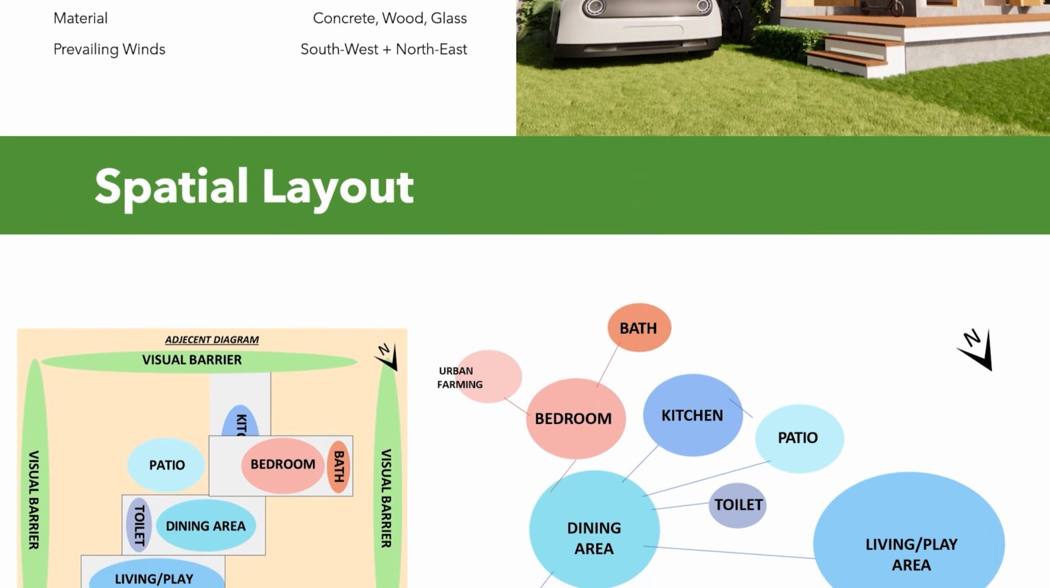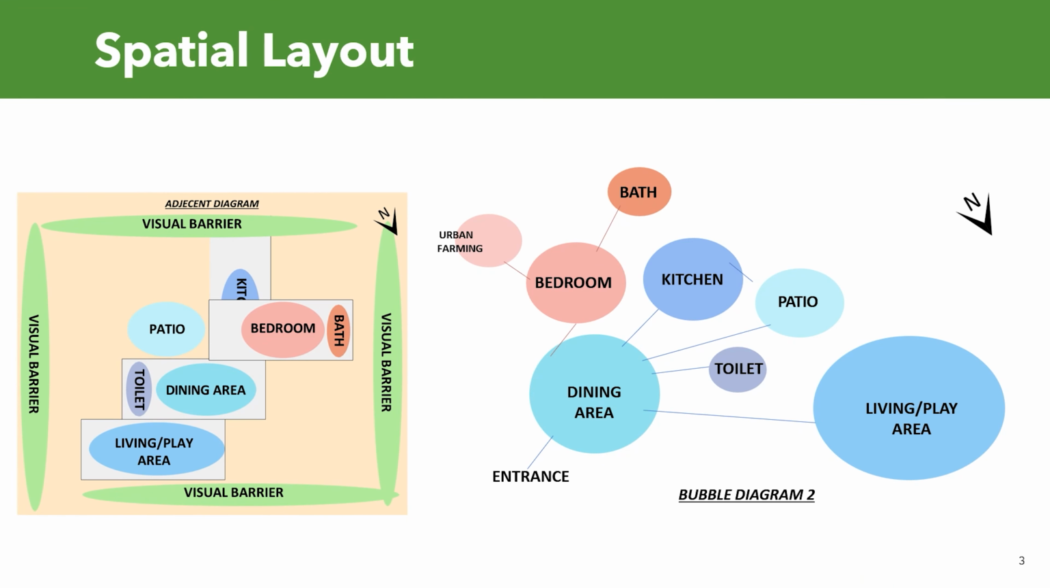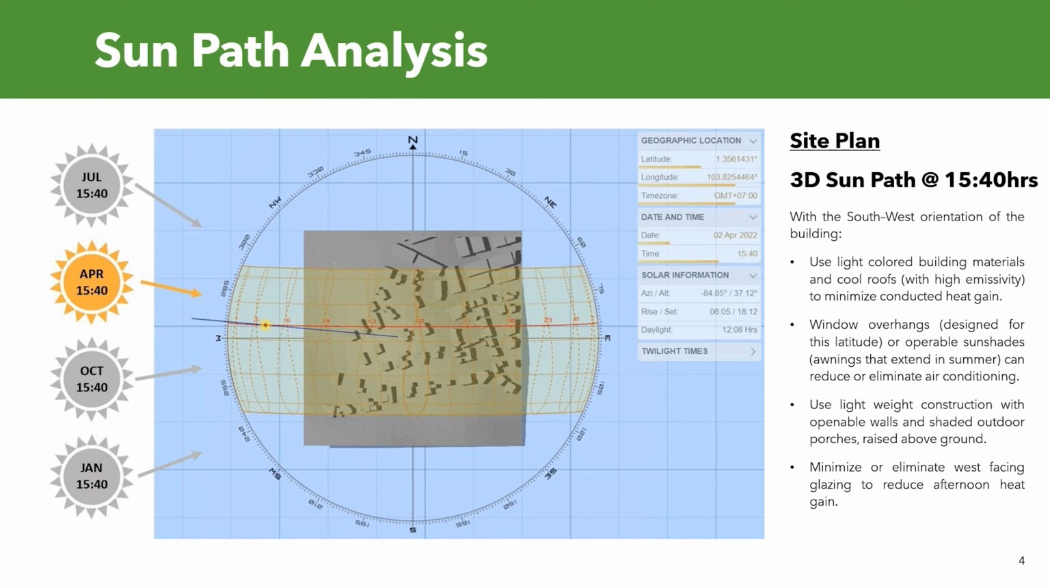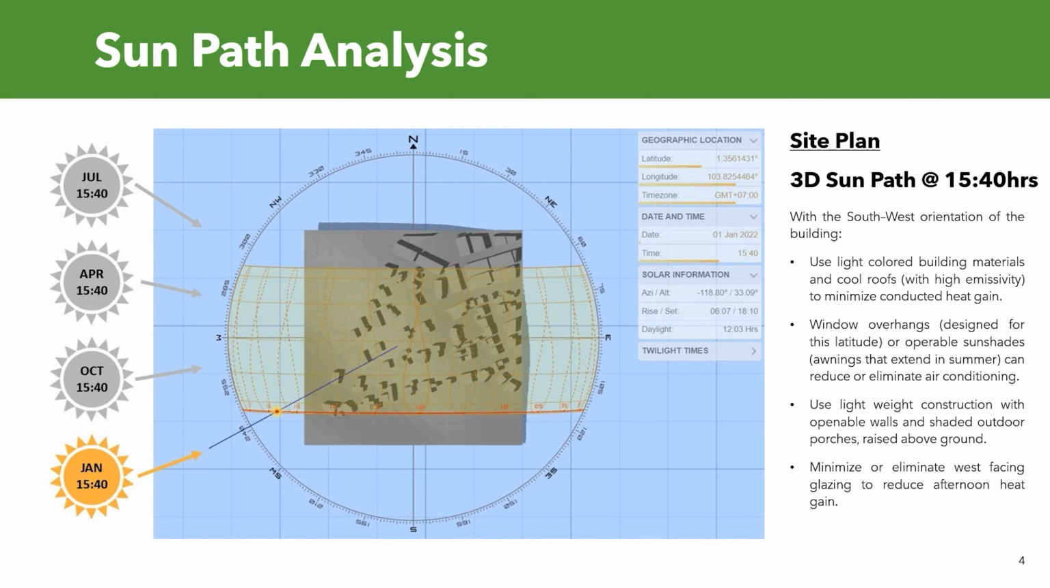So the spatial arrangement of the building is created by interlocking four rectangular shapes that are positioned either vertically or horizontally to each other. This layout fulfills the requirement of having shorter sides on both east and west sides, and also avoids direct sunlight shining on both sides. So this is the sun path analysis of the site plan at 1540 hours.